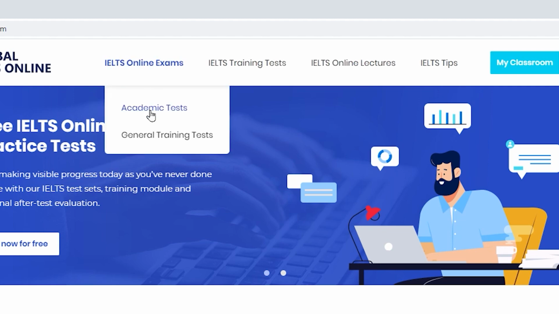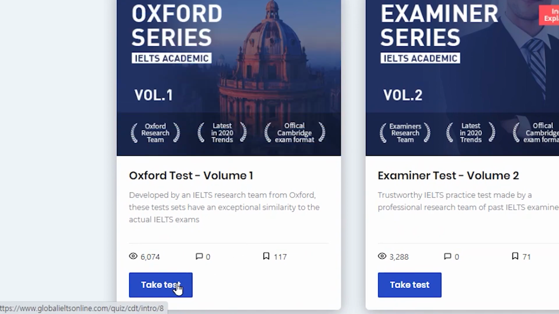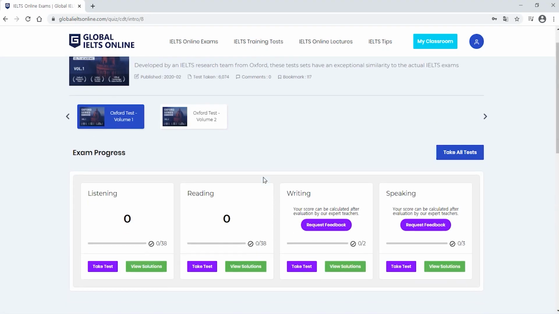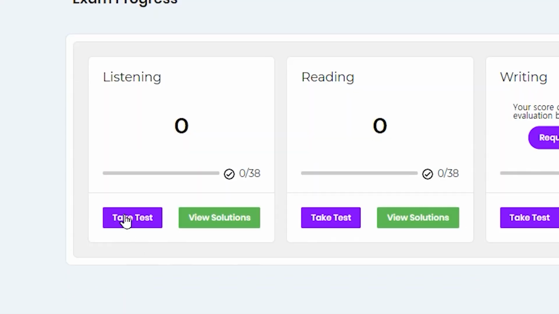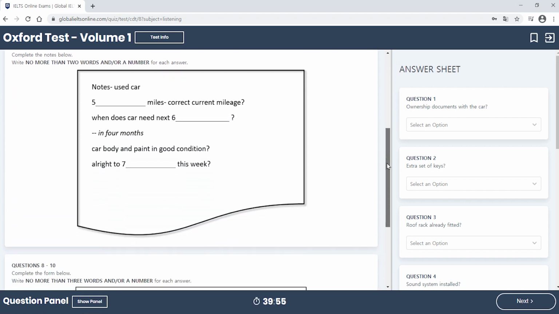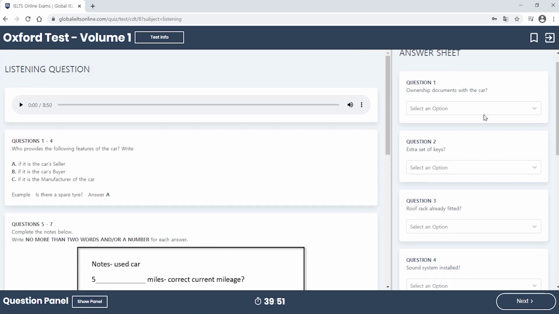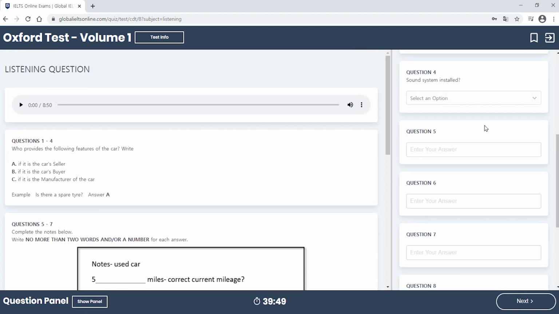Okay, so we're on the website, we're going to go through to academic tests. Today we're doing Oxford Test Volume 1, so we're going to go down to Take Test, and let's take a look at the listening. So you can see on the website we've got the recording up here, and you can play it and skip it along. And then we've got the questions down here, questions down to number 10, and then our answer sheet, where you're going to be selecting and entering your answers.